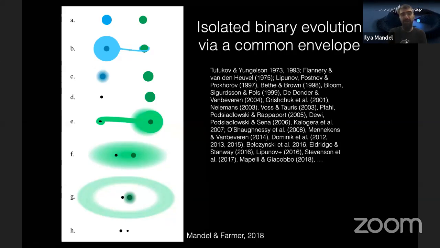It leaves behind a star which by now has had its hydrogen envelope removed, so it's a helium star, a Wolf-Rayet star. Eventually that Wolf-Rayet star goes until the end of its evolution and collapses into a neutron star or a black hole.